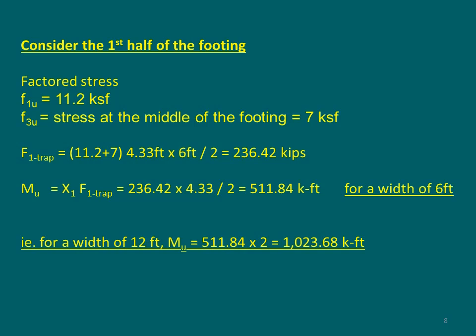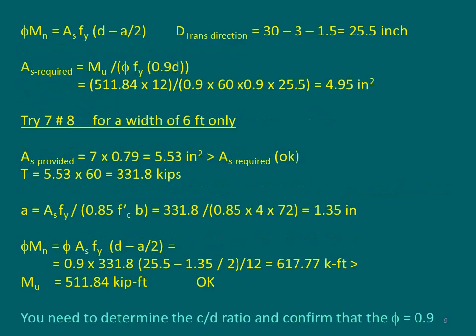Now compare this moment with the moment calculated in the previous slide. It's completely different because here I have considered the stress that starts at 7 ksf all the way to 11.2 ksf, instead of having a uniform stress of 7 ksf throughout the entire width of the footing. After you do the moment, what you need to do is figure out the amount of reinforcing. So very similar to the longitudinal direction of the foundation, now we can do the transverse direction of the footing when it comes to the rebars.